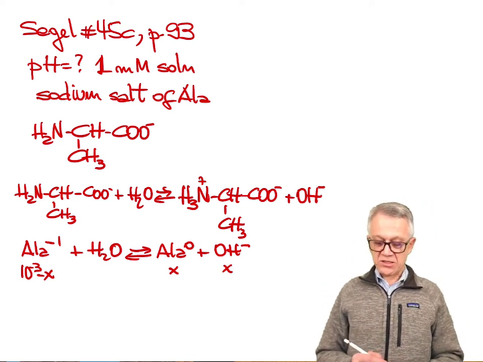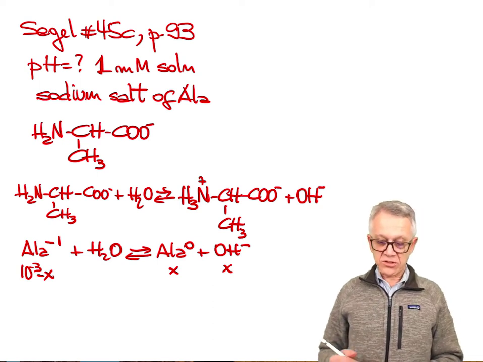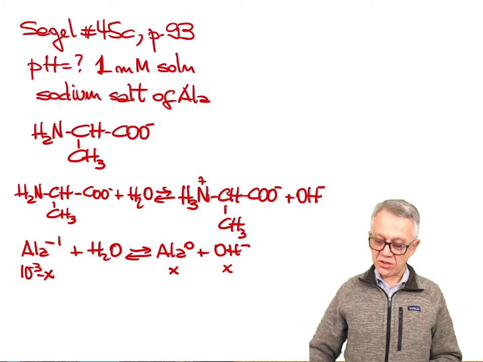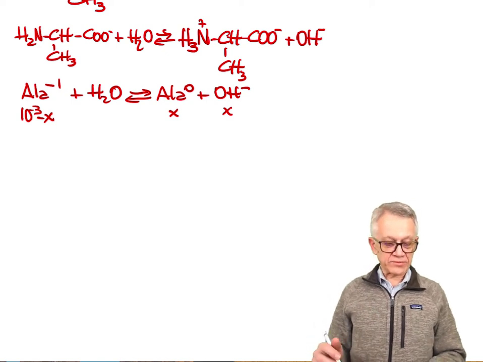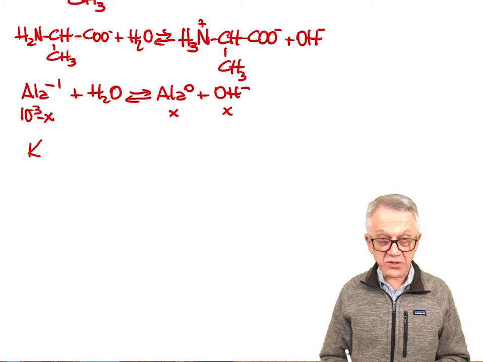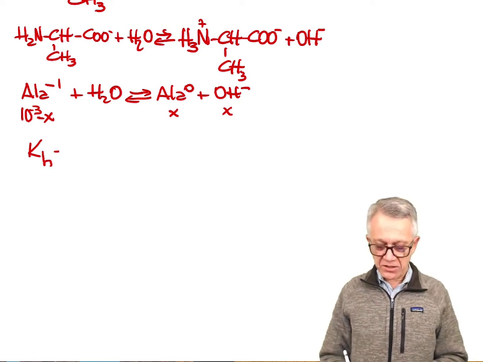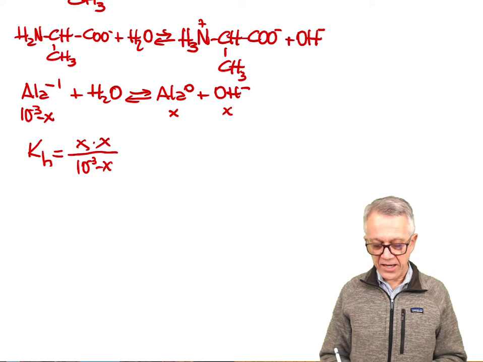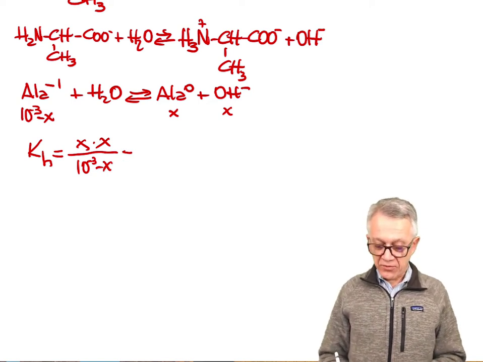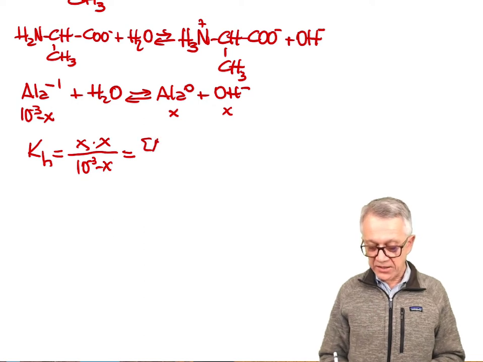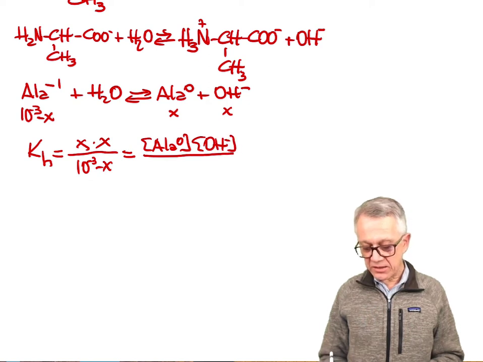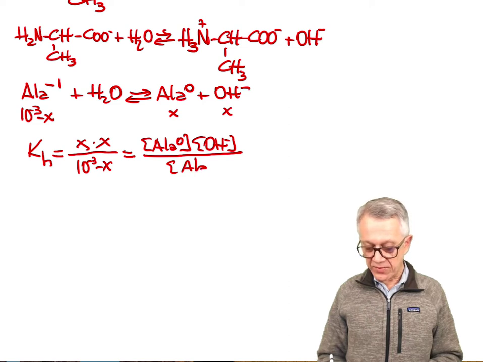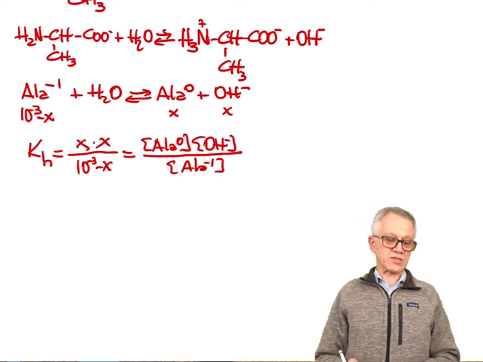So what we do here is calculate those numbers and then determine the concentration of hydroxide. Let's do that. We have now the equilibrium constant for this, which is going to be an equilibrium of hydrolysis, so a base, if you like. So X times X divided by 10 to the minus 3 minus X. And if you write down this equilibrium, this is going to be alanine 0 times the concentration of hydroxide divided by the concentration of alanine minus. This is the equilibrium constant for this hydrolysis, right?